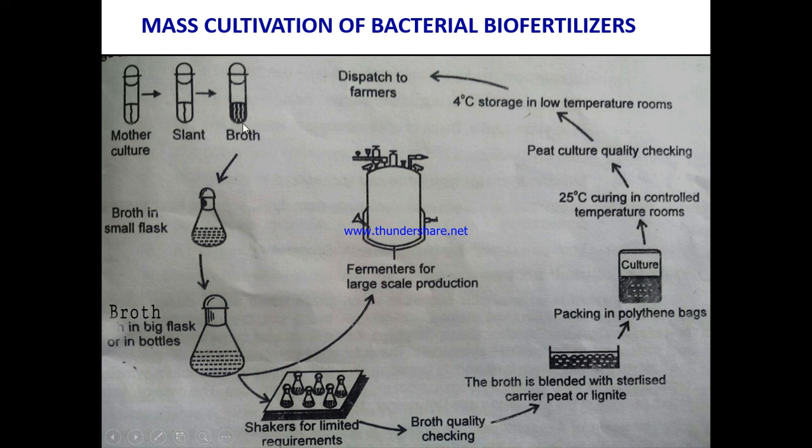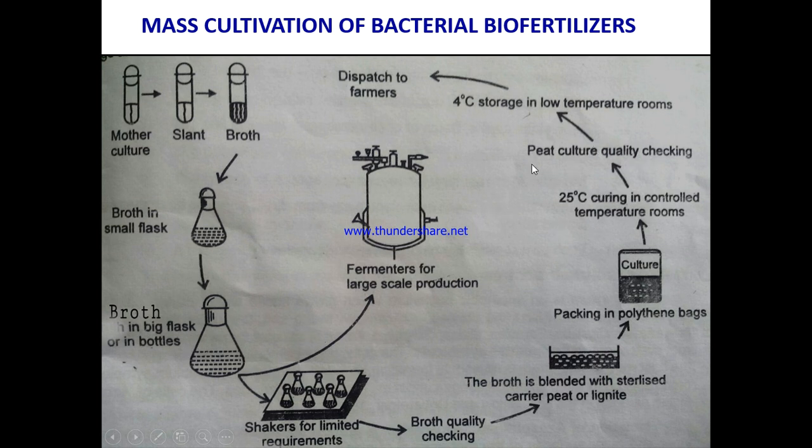Broth is a medium in which you don't have agar-agar. Now this broth is cultured in a small flask, and then transferred to big flasks or bottles, and these shakers are stirred as required. Then this broth is blended with sterilized carrier peat or lignite. We'll see in forthcoming slides what the carrier is in the case of large scale production of biofertilizer. This carrier molecule, known as peat or lignite, is packaged in polythene bags, and then stored at 25 degrees centigrade.